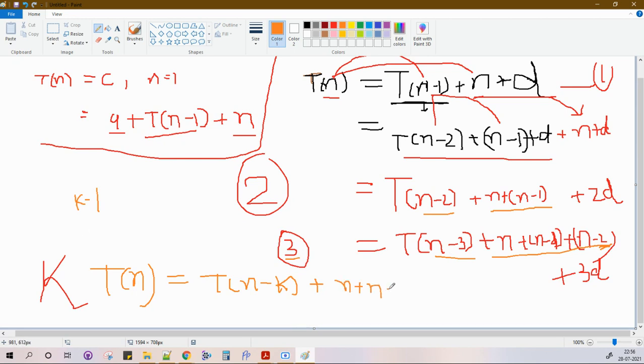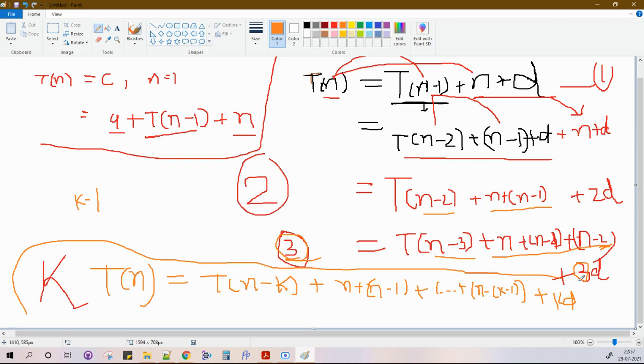And n minus 1, n minus 2, up to n minus k minus 1. Yes or no? So here I have 3, here I have 3. So here I have k, I should write k d. So this is the generalized formula I have. So the issue is resolved, right? Now let's see how to move forward.